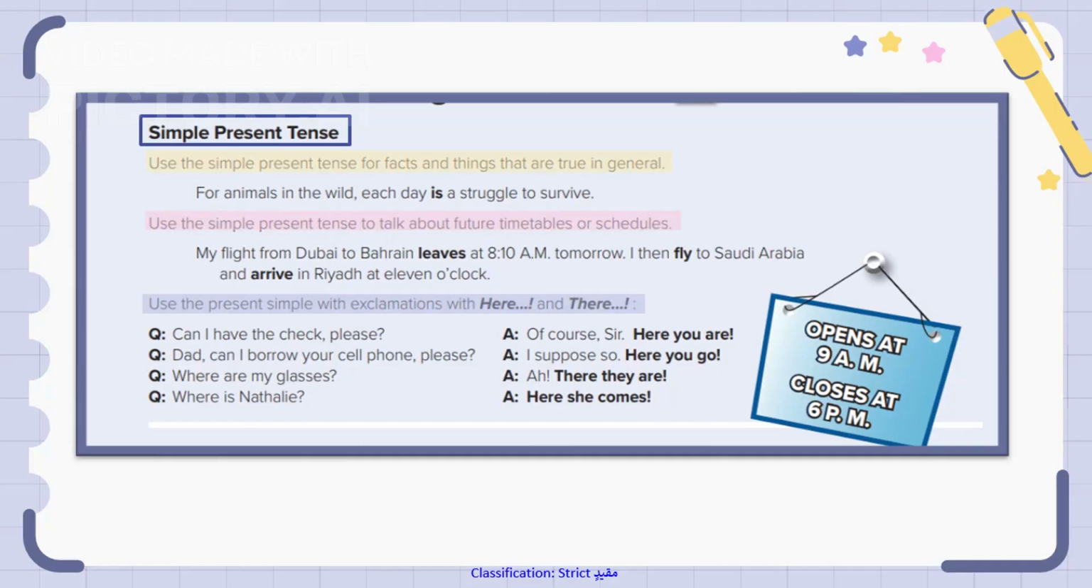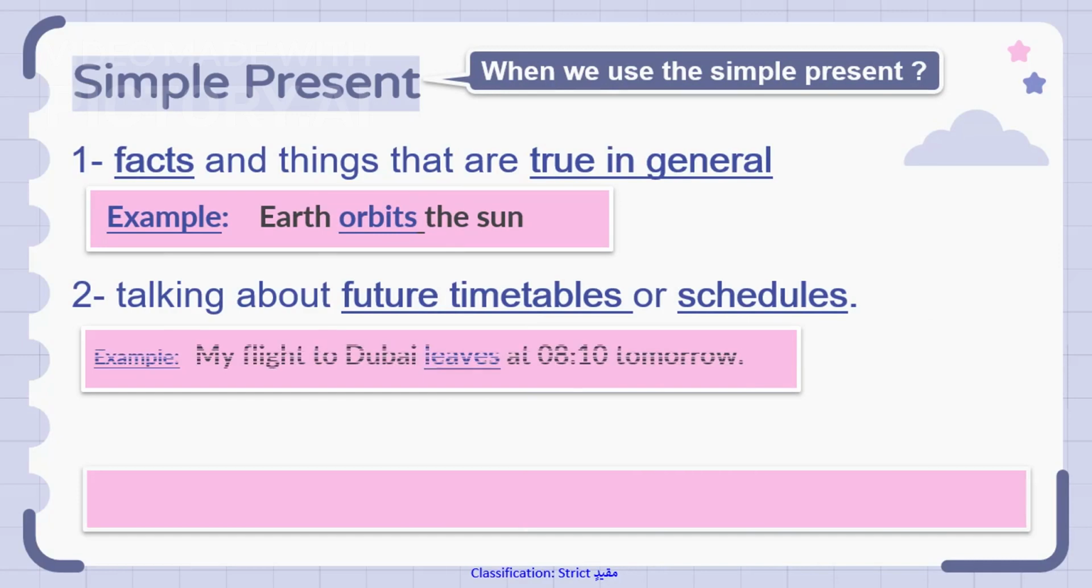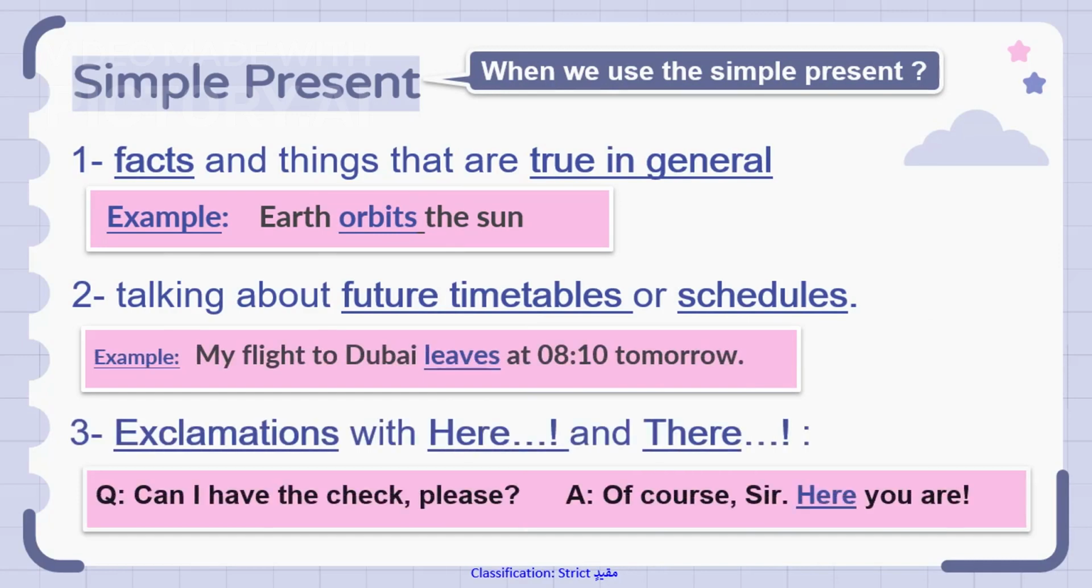It's also used to talk about future timetables or schedules, and for exclamations with here and there. Let's see how it applies to everyday situations. We use the simple present for general truths, future schedules, and exclamations. For example, the Earth orbits the Sun, and my flight to Dubai leaves at 8:10 tomorrow. It's a versatile tense that helps us express certainty and routine.